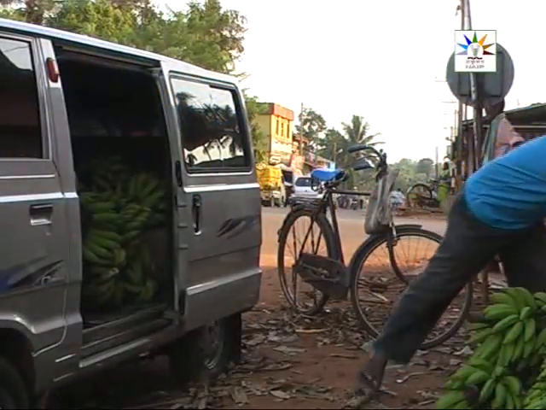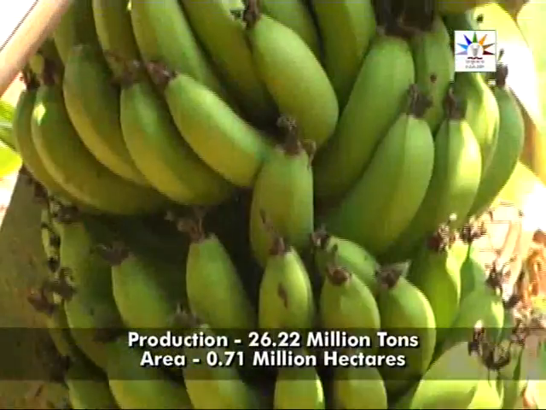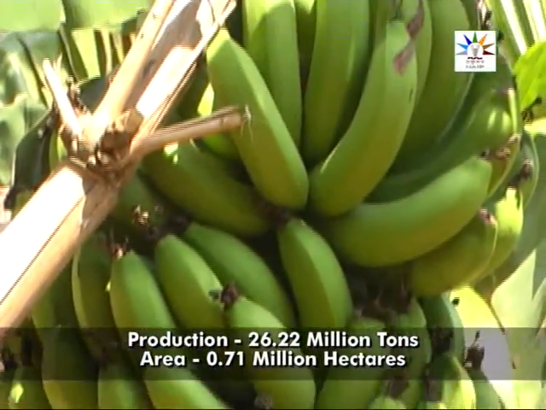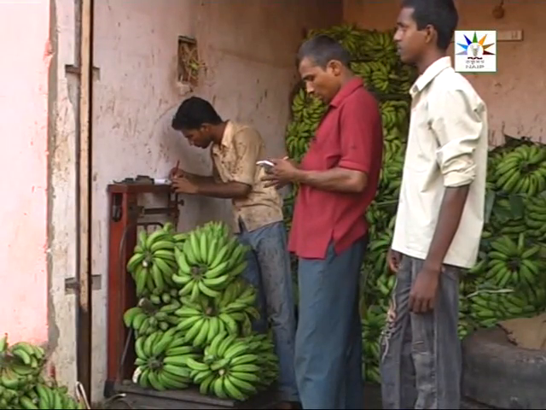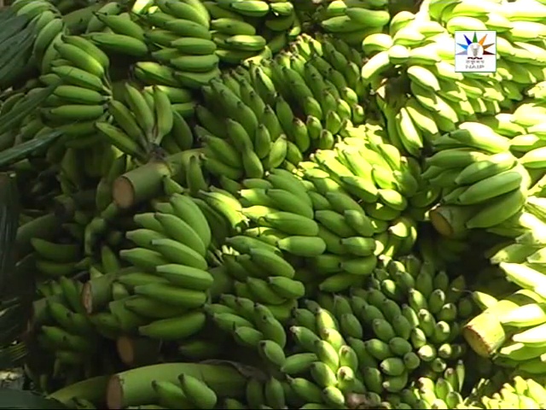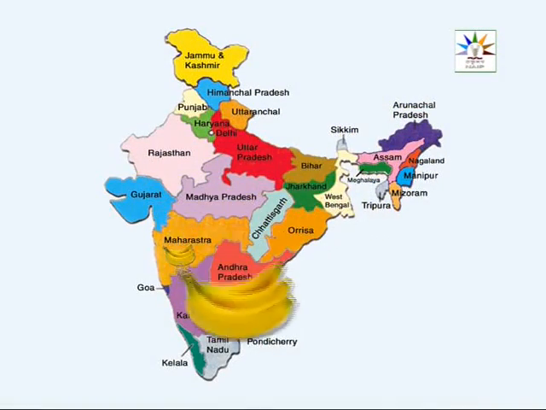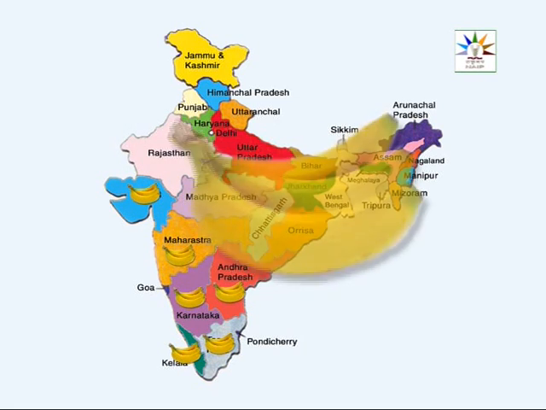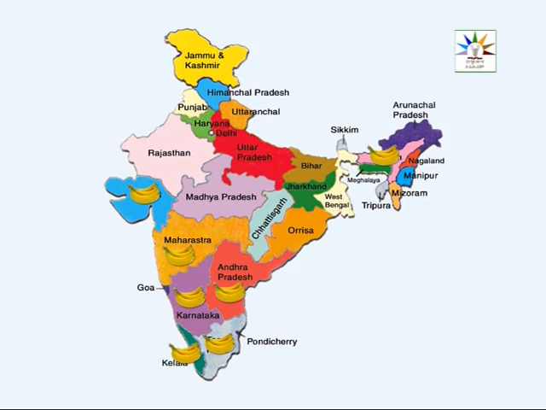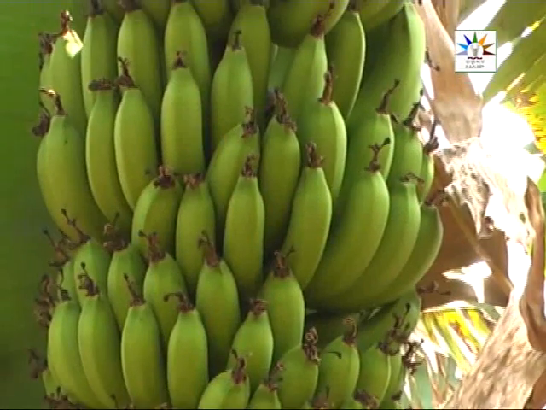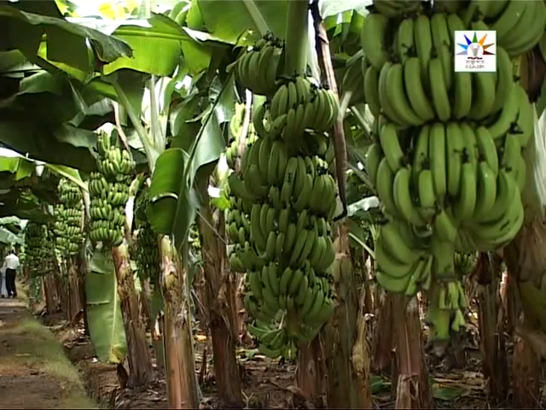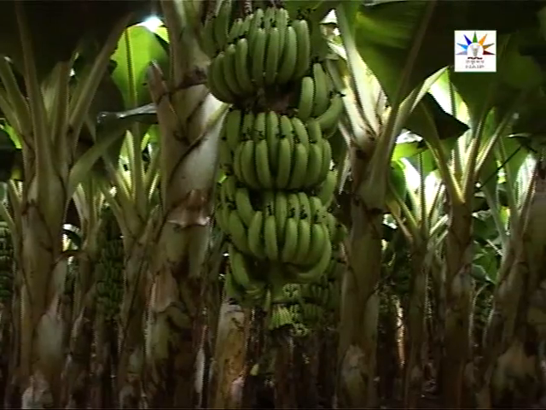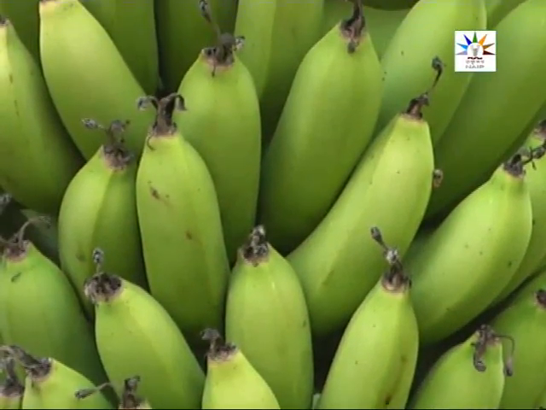The annual production of banana in India is 26.22 million tons from 0.71 million hectares. Banana constitutes 38% of the total fruit production in India. Maharashtra, Tamil Nadu, Kerala, Karnataka, Gujarat, Andhra Pradesh and Assam are the major states growing banana. National average productivity is 37 tons per hectare. There is scope for exploiting the yield potential of banana in our country with better management practices.